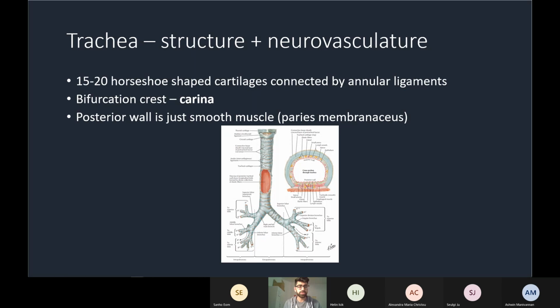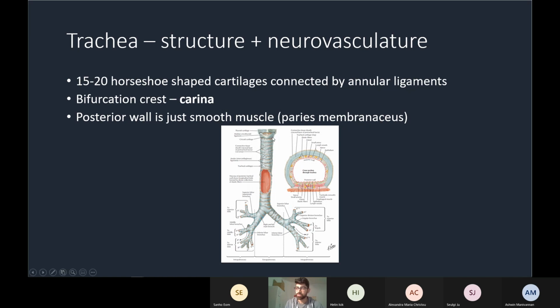As you can see from this nice image, we have about 15 to 20 horseshoe-shaped cartilages. So for those of you who don't know, this is what a horseshoe shape looks like. It's a C ring. And this is the ventral, anterior side. This is the posterior side. Why is this important? It's important because the posterior side is not covered by cartilage. You can see the cartilage stops here. So there's no hyaline cartilage here. There is just what's called the membranous part, the membranous wall. This is just mucosa and smooth muscle.